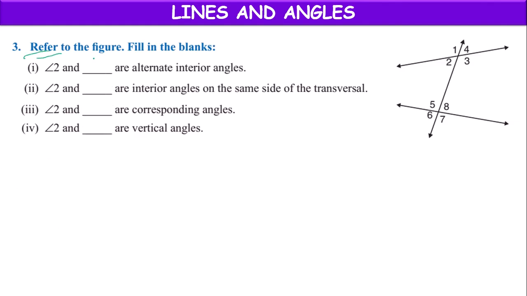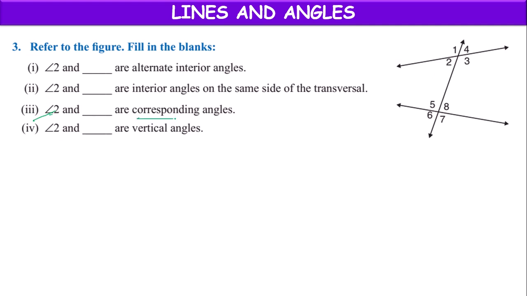Next, refer to the figure, fill in the blanks. Angle 2 and dash are alternate interior angles. Angle 2 and angle 8 are alternate interior angles. Next, angle 2 and dash are interior angles on the same side of transversal. 2, 5. Interior angles on the same side of transversal.